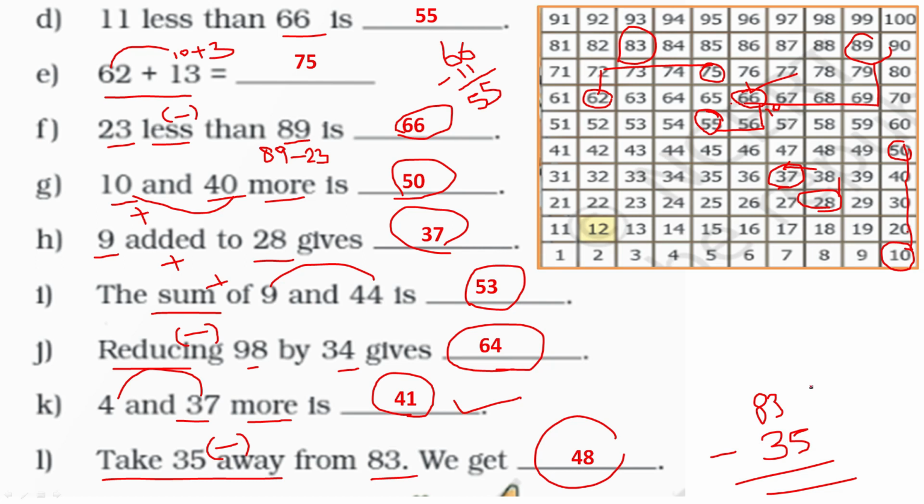For 35 you can write 30 plus 5, 35. So minus 30 means 3 steps down, 1, 2, 3. So you will get 3 steps down, 53. Then 5 left side. You have to go left side 5 steps. 1, 2, 3, 4, 5. The answer is 48. That way also you can subtract, or you can write like this, you can subtract easily.